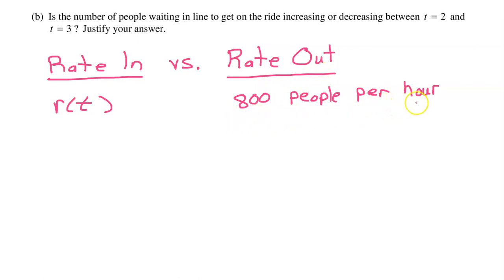800 people per hour are getting on the ride and leaving the line. So now we just need to figure out if the rate of people coming in is greater or less than the rate of people going out on the interval from t equals 2 to t equals 3. If people are coming in faster than they are going out, then the line will be getting longer. If people are entering at a slower rate than they are leaving, then the line will be getting shorter.